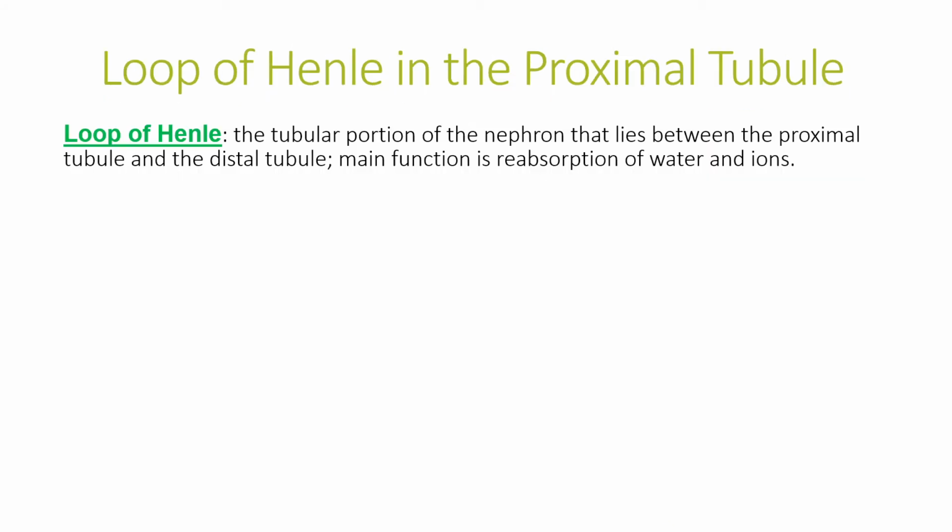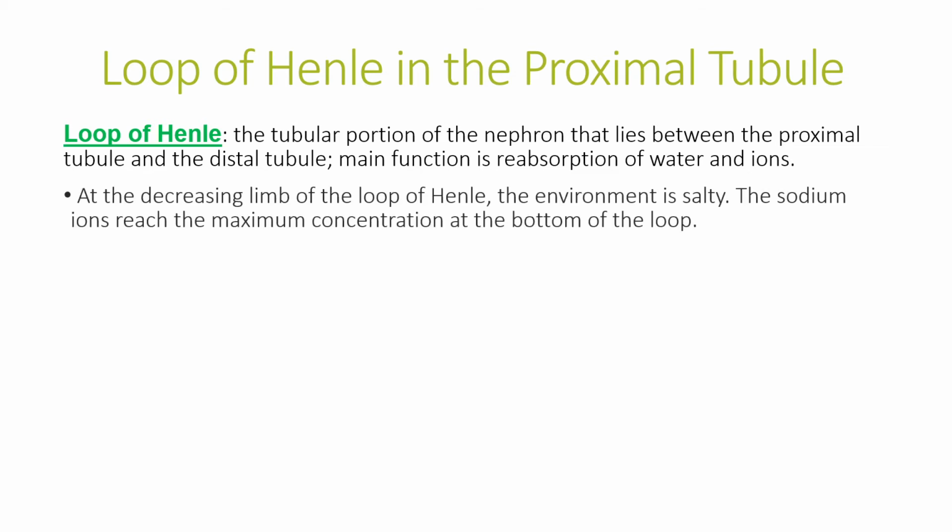In this part, we're going to focus on the loop of Henle. The loop of Henle is a tubular portion of the nephron that lies between the proximal tubule and the distal tubule. Its main function is reabsorption of water and ions. As the descending limb of the loop of Henle plunges deeper into the medulla region, it encounters an increasingly salty environment.